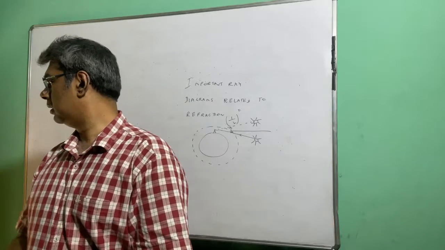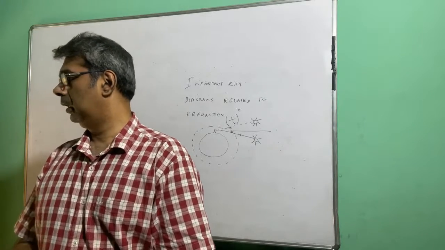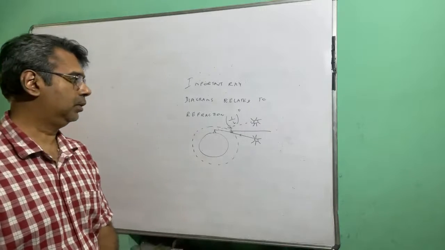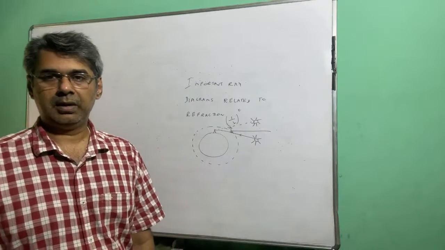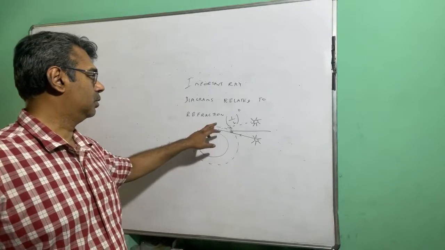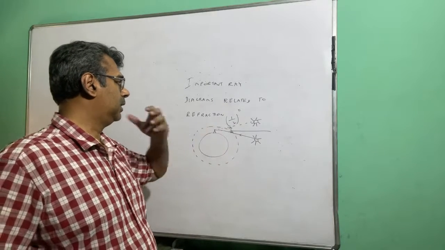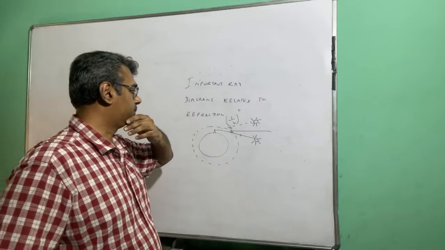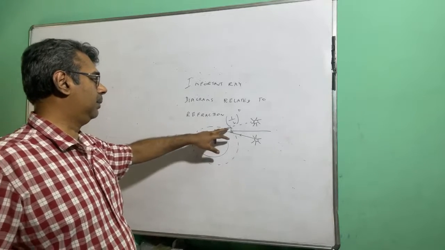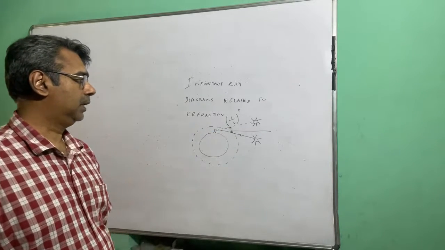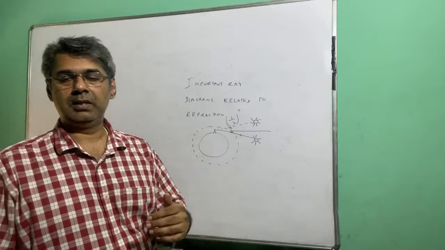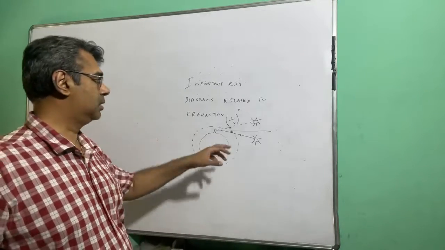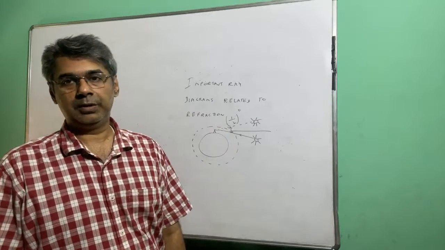Now the thing is that basically, as I was telling you, due to advanced sunrise and delayed sunset, the gap is half a degree. So half a degree gap means that the difference between the sunrise and the apparent sunrise is half a degree, and in terms of time it is 2 minutes.